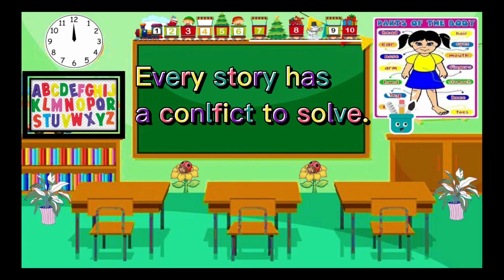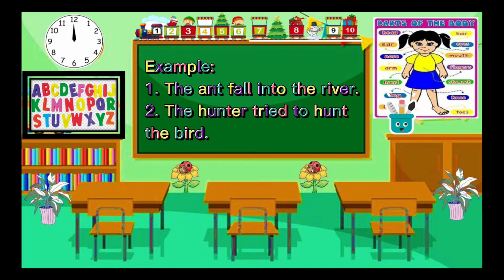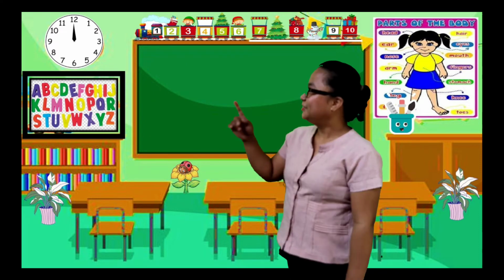Every story has a conflict to solve. The plot is centered on this conflict and the ways in which the characters attempt to resolve the problem. For example, the ant fell into the river. The hunter tried to hunt the bird.